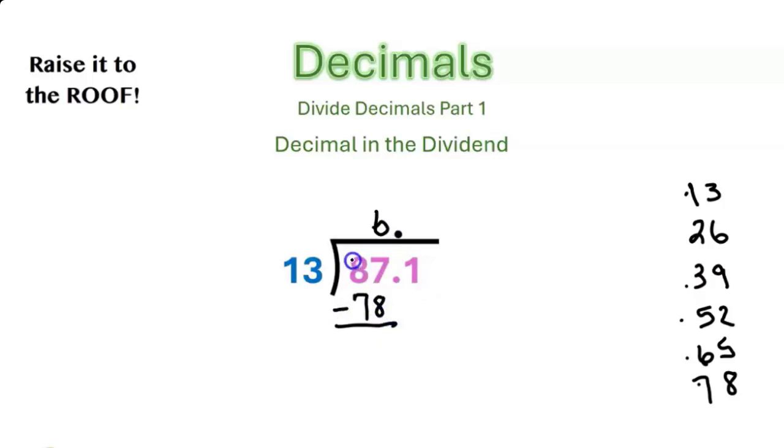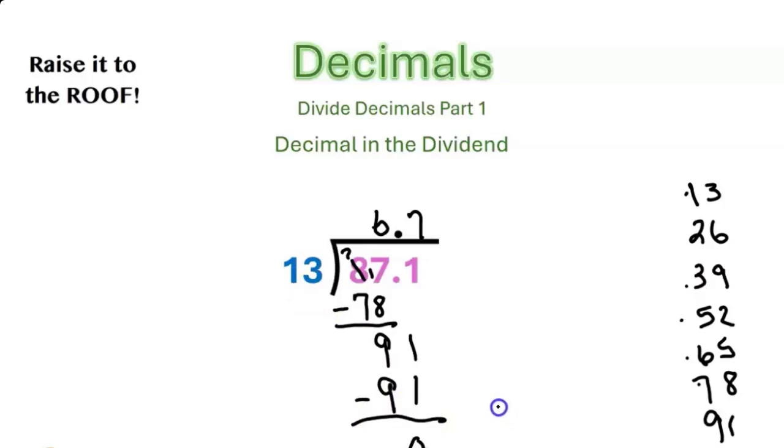And now I subtract. I'm going to have to borrow. 17 minus 8 is 9. I bring down the 1. Oh, I need to do another one. 13 times 7 would be 91, so it's going to go in 7 times. 7 times 3 is 21. With the 2, 7 times 1 is 7, plus 2 is 9, so 91. I subtract and get 0.